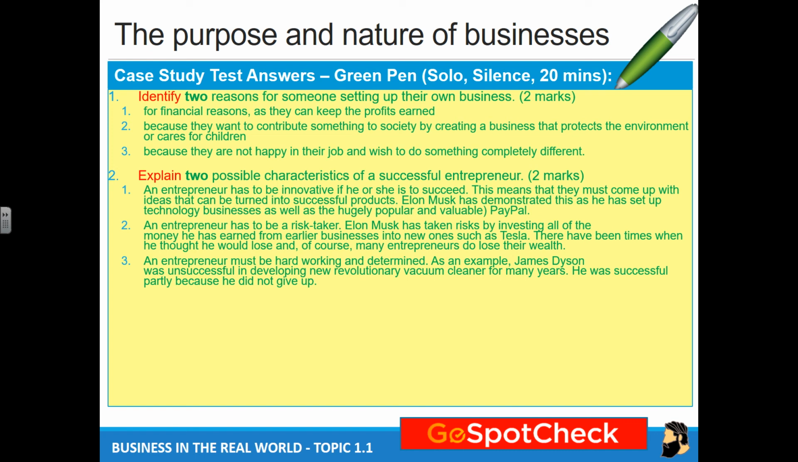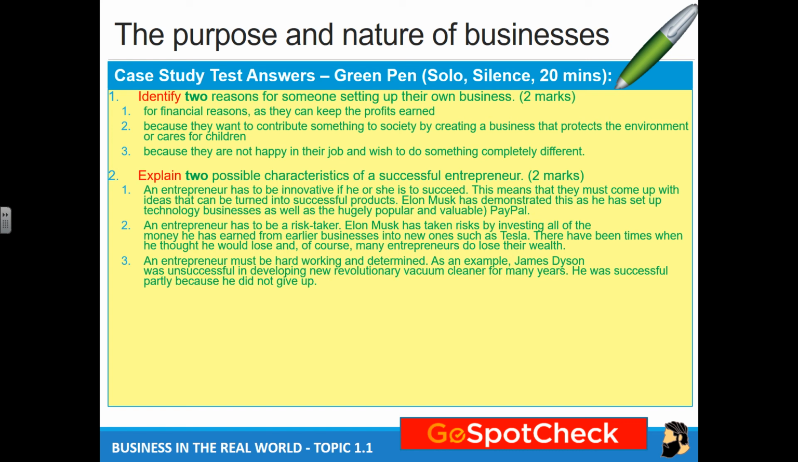Number 2, an entrepreneur has to be a risk taker. So there's another mark right there. So that's the characteristic. Now we're using an example or evidence. Elon Musk has taken risks by investing all of the money he has earned from earlier businesses into new ones such as Tesla. There have been times when he thought he would lose, and of course many entrepreneurs do lose their wealth. So taking risks.